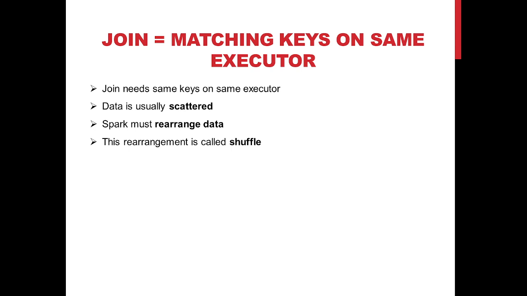So for a join to work, Spark must bring the matching keys to the same executor. But data is already spread across machines, so Spark has to move data around the cluster. This movement is called shuffle. If you remember only one word from this video, remember this: shuffle is expensive.